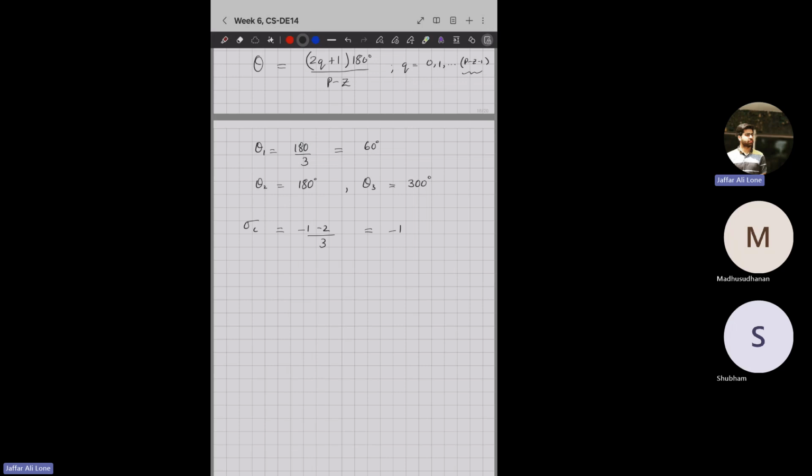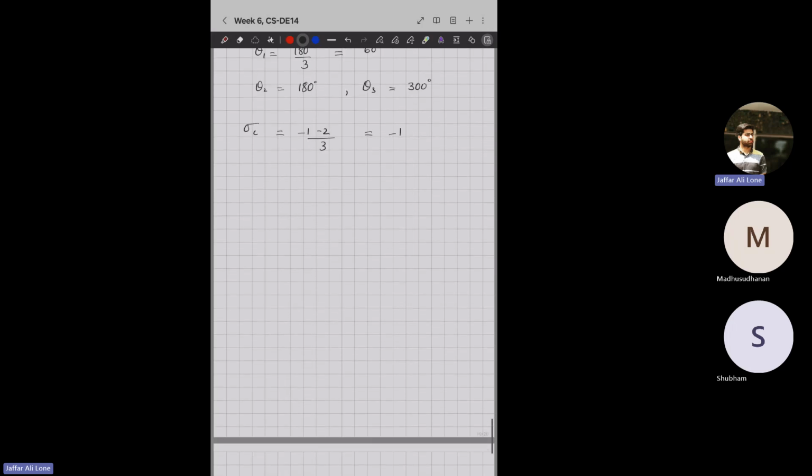Okay, now let's try to draw root locus for this problem. This will be very clear in a while. Just give me some moments.